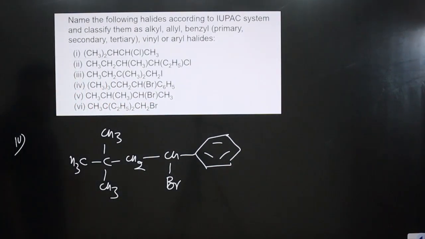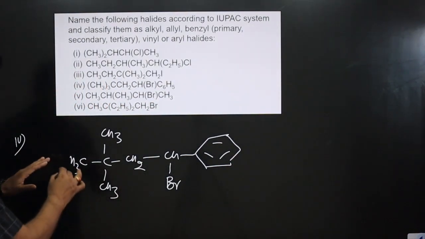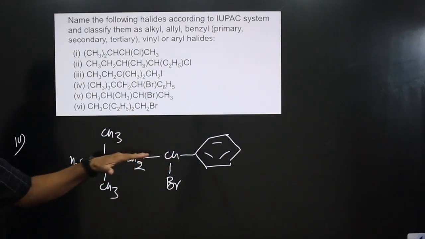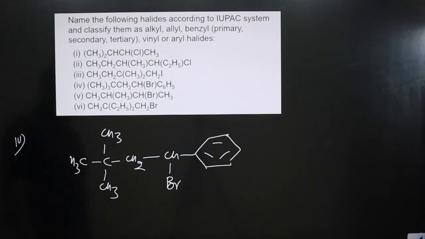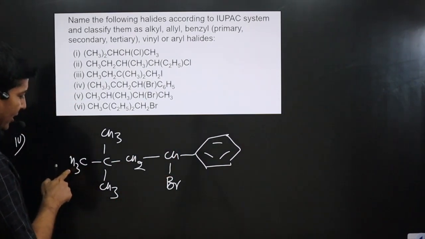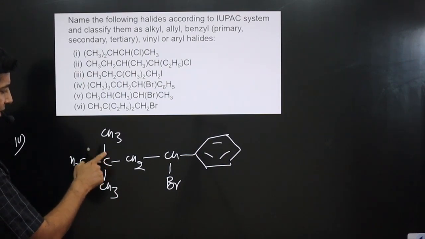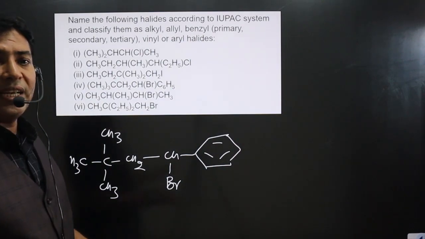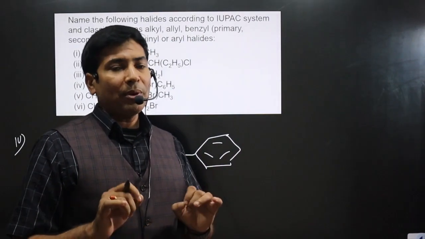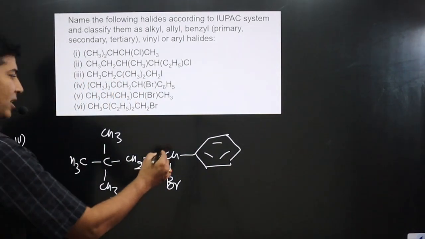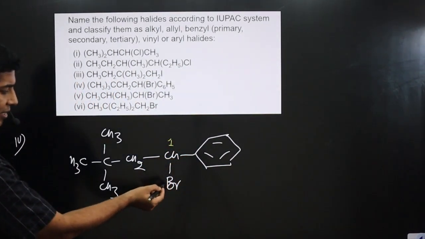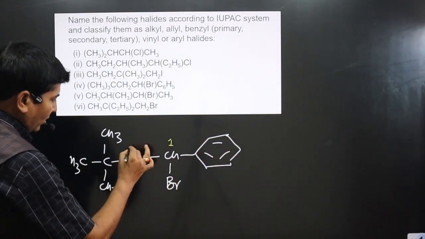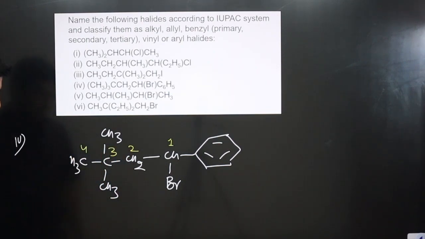Now we can go for the numbering. This is the parent chain: 1, 2, 3, 4. In this case you can see one group is attached, so we consider it as the parent chain. So we start numbering from this side. You cannot start numbering from the other side because then the second carbon would have 2 alkyl groups and they would have larger values. We always do the numbering in such a way that the groups have the minimum numbers. So we start from this side. It is 1, and in 1 we are including two groups. 1, 2, it is 3 and it is 4.